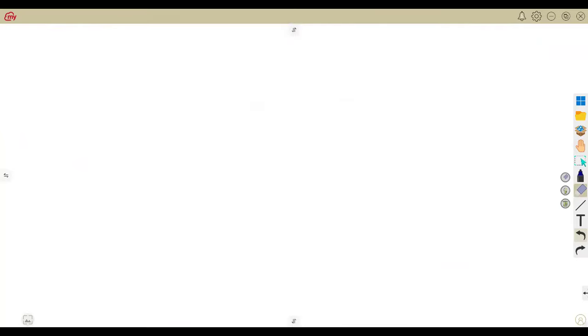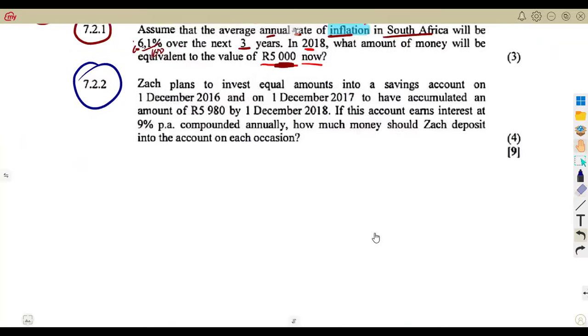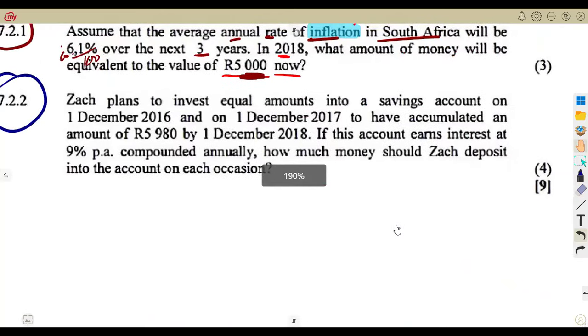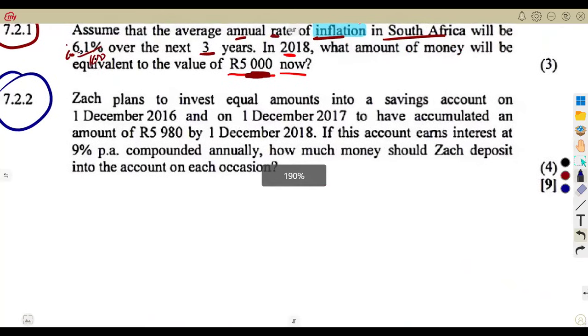Please understand the small English that they write there. Please try by all means to understand it. So let's try to understand what they are saying here. ZEC plans to invest. Okay, the investment type we do not know. We have to be told the type of investment. Is it going to be simple or compound? They will specify. But they are saying equal amounts.